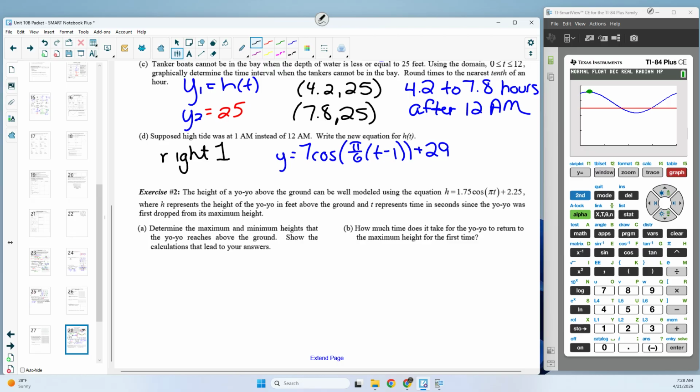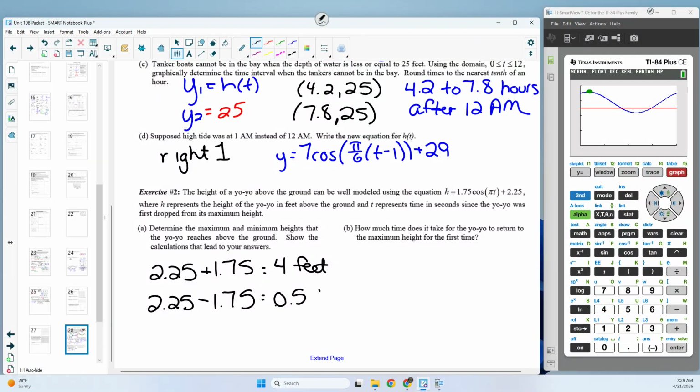So we've done a lot with maximum and minimums, and we know we're starting from the midline, and we go up by the amplitude, and midline down the amplitude. So if I calculate these numbers, the max is 4 feet, and the min is 0.5 feet. So I showed the calculations that led to my answer, so those are the maximum and minimum.